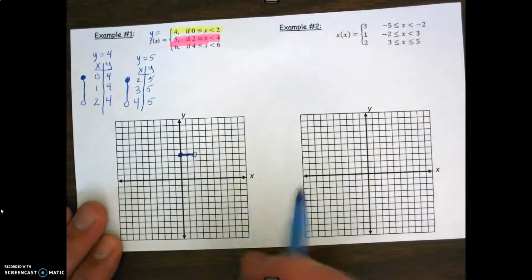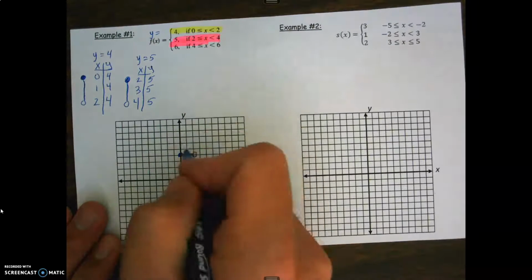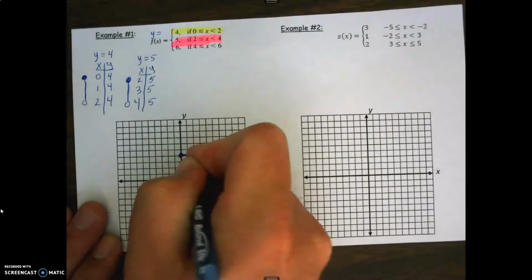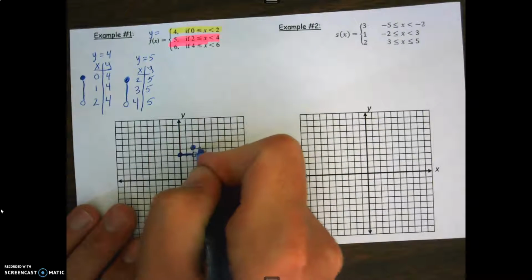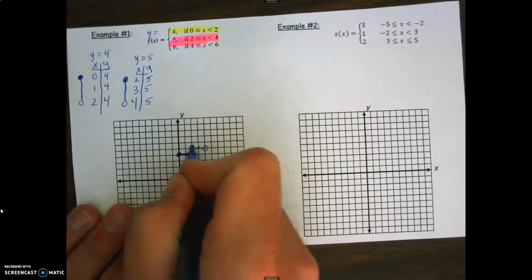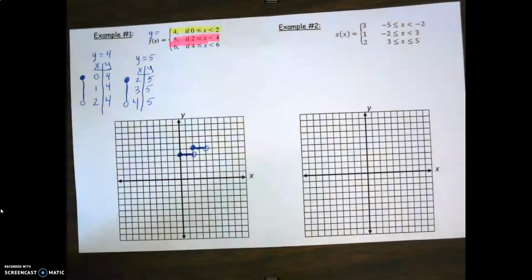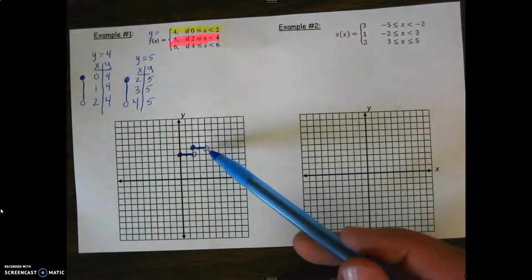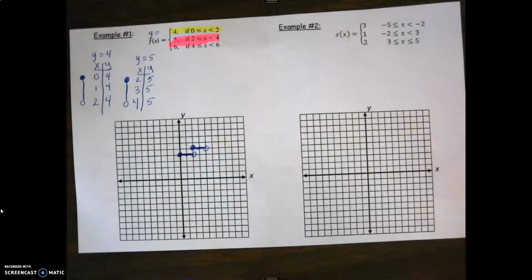So let's graph this interval. 2, 5 would be a closed circle. 3, 5 would also be closed. And 4, 5 would be open. Make sure that whoever's grading can determine the difference between your open circles and your closed circles. So you could see from my picture, these are definitely open, and that is definitely closed.